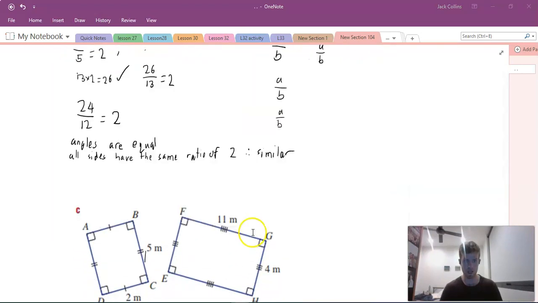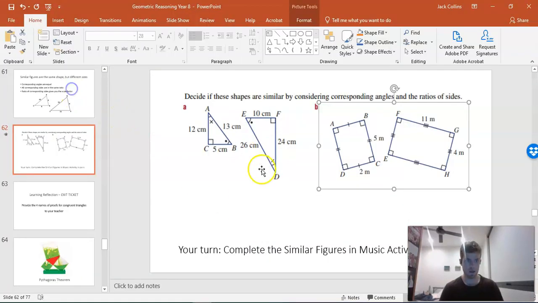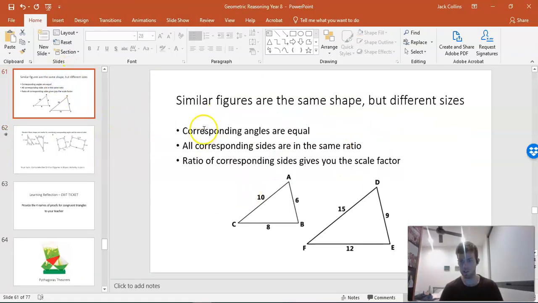So just to recap here, guys, for shapes to be similar, all corresponding angles are equal and all corresponding sides are in the same ratio or have the same scale factor, which you can figure out by creating fractions between each corresponding side. Okay, so if you're completing up to 2-star, you can stop the video here and get started on the activity.